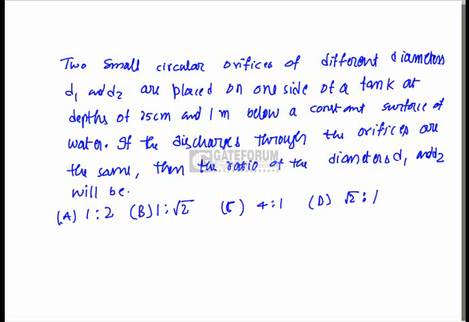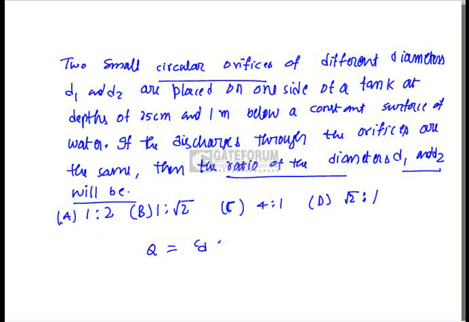We have to find out the ratio of the diameters d1 and d2. We know for a circular orifice, the discharge Q is equal to CD into A into root 2gH. H is the head causing flow, and area is equal to pi by 4 d squared. Here it is of two diameters d1 and d2. From the problem we know that the discharge through the orifices is the same, Q1 is equal to Q2.